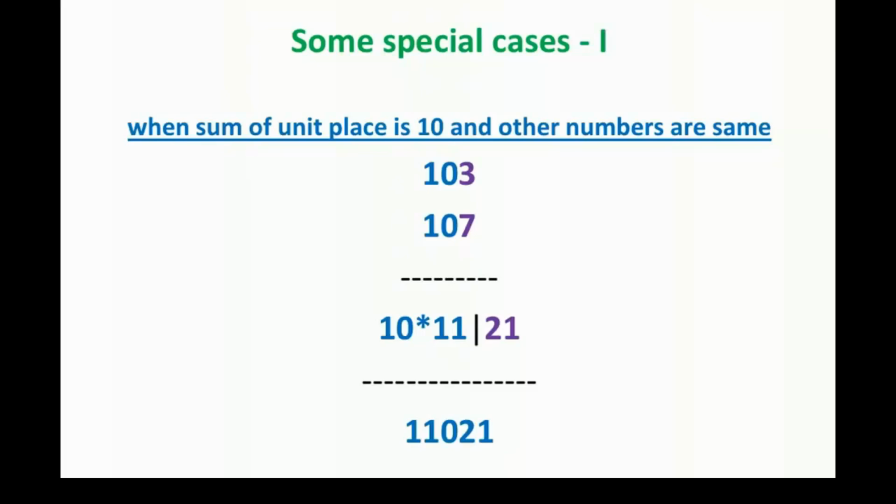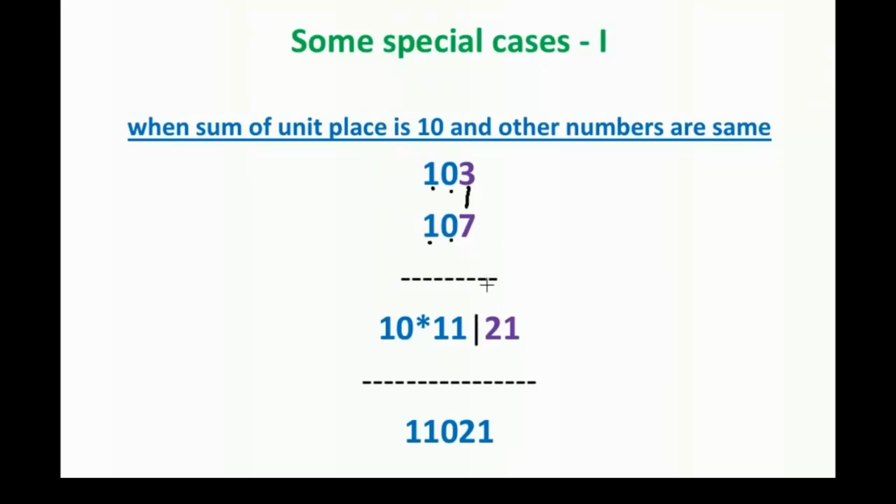So here 7 and 3, those are the unit place numbers. If you look here, the unit place numbers 7 and 3 give me 10. These two numbers give me 10, and the other numbers remain the same. That is 1 and 0 here also, and 1 and 0 here also.